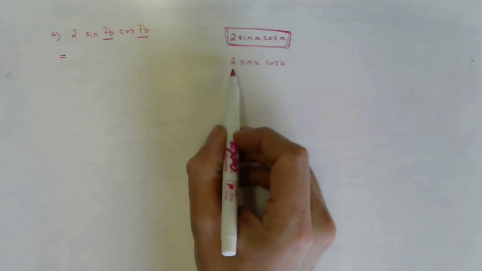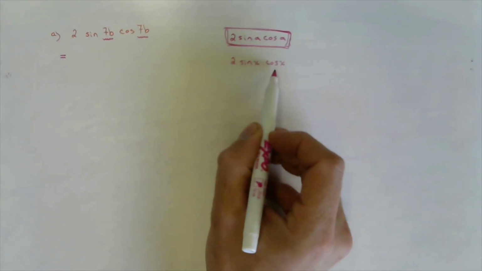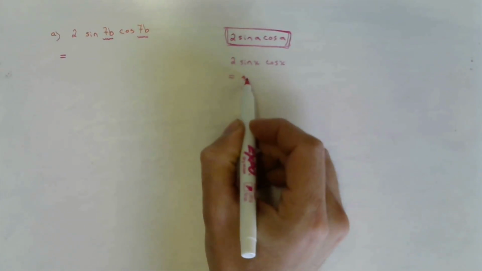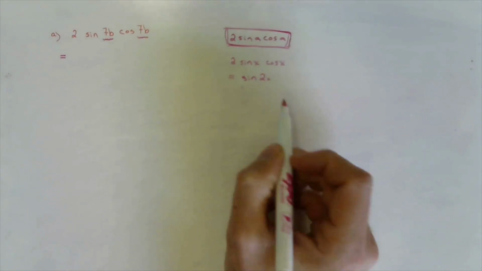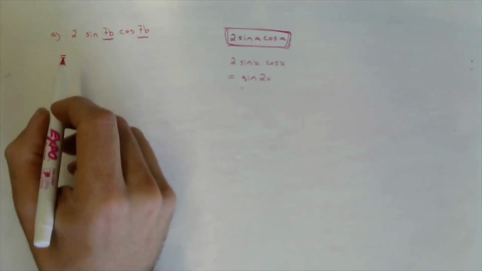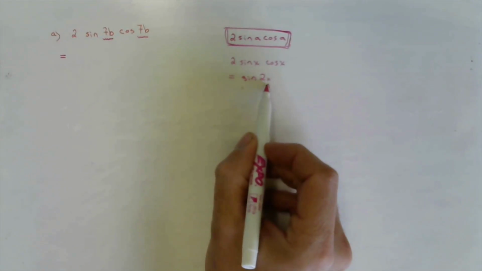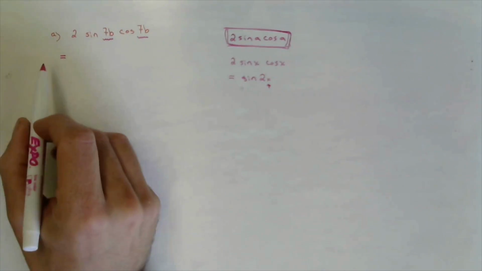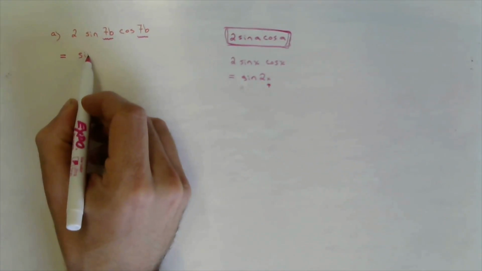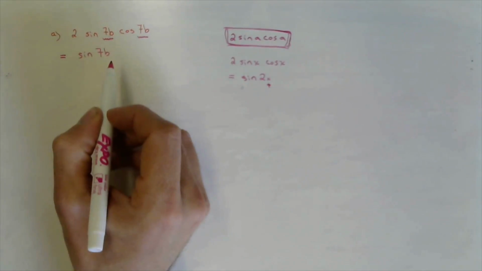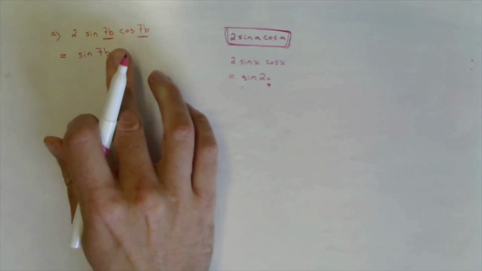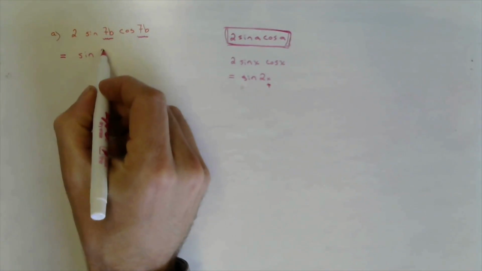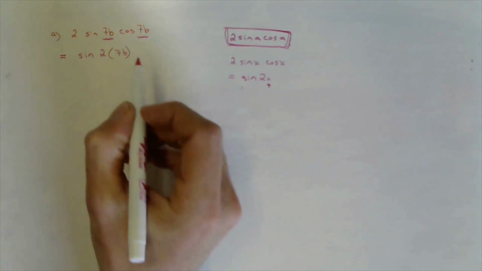So if you have 2 times the sine of x times the cos of x, that's just the sine of 2x. It's your double angle formula. So here, the angle that we're dealing with is x. Here, the angle that we're dealing with is 7b. So I can reduce this to the sine of, nope, nope, nope, 2 times 7b. Sine of 2 times 7b.